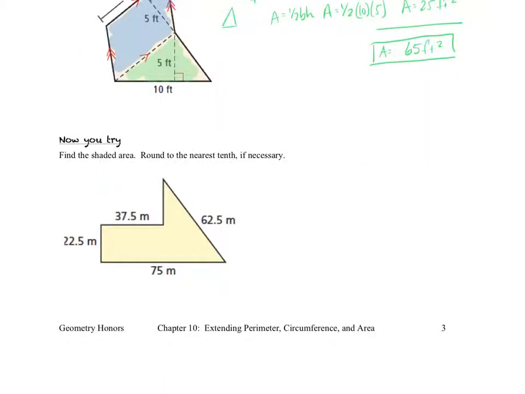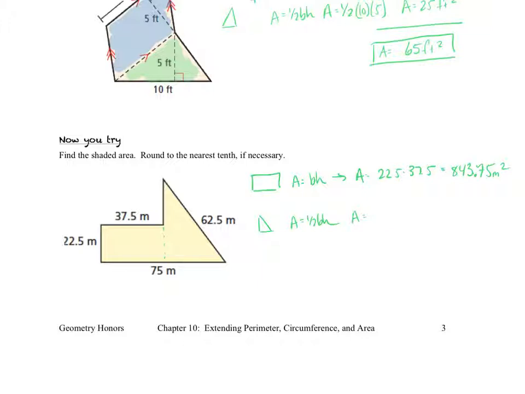The two shapes I see here, we have a rectangle, which is length times width or base times height. That's going to be 22.5 times 37.5. That's 843.75 meters squared. And we also have a triangle, which is going to be A equals 1/2 BH.